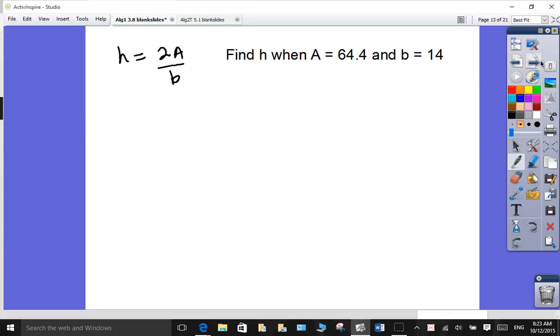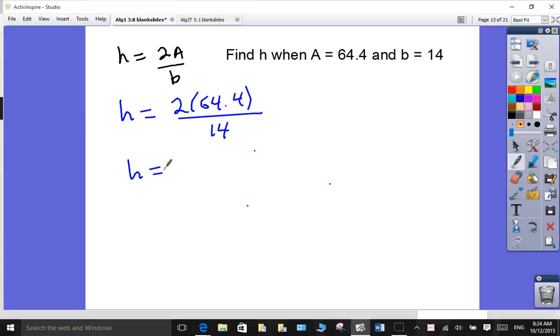Okay, next step. Given that formula, then it says find H when A is 64.4 and B is 14. What are they expecting us to do? Plug it in, right? This is an evaluate. In the end, this turns into the evaluates that we started on day one, right? You're given an equation with some variables, and then they give you the values, you plug in. So this one turns into H equals 2 times A, which is 64.4, over B, which is 14.